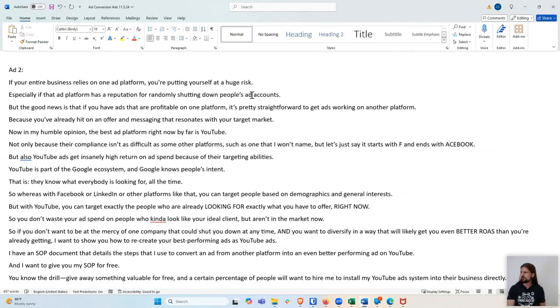So that's kind of what I'm doing here. And this is totally true, by the way. I know people that have been reliant on Facebook ads, and then Facebook just one day randomly decides to shut down their ad account, which is insane. I don't know why they would ever do that, but they do.